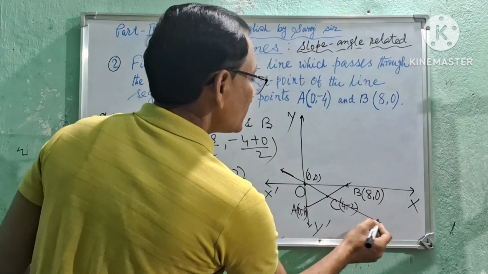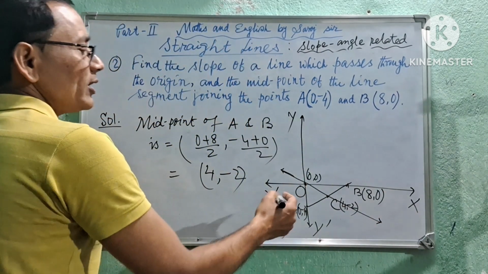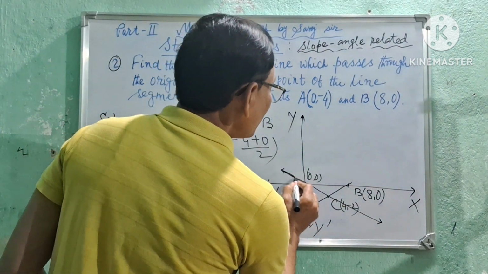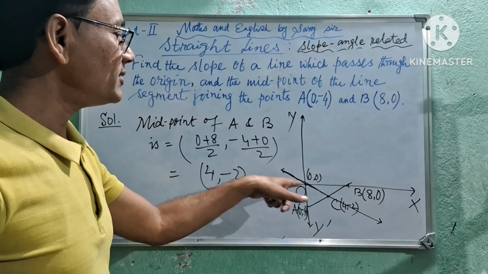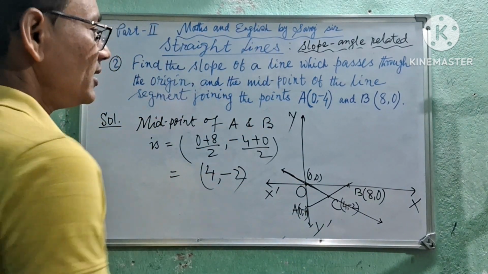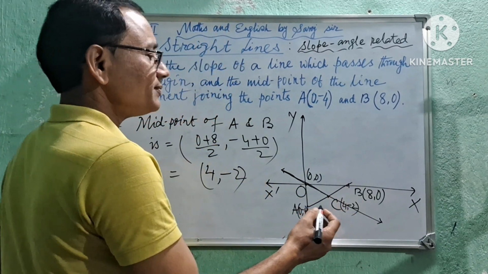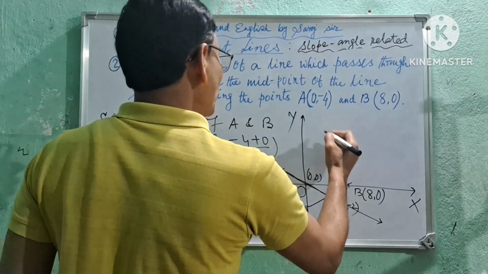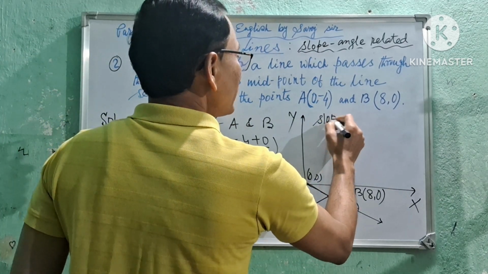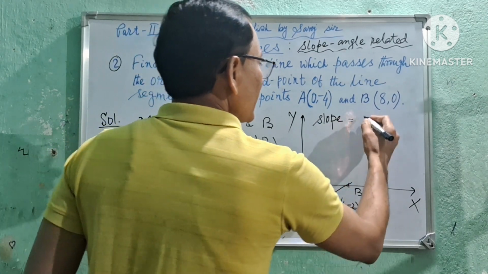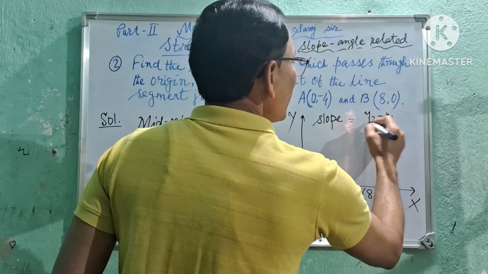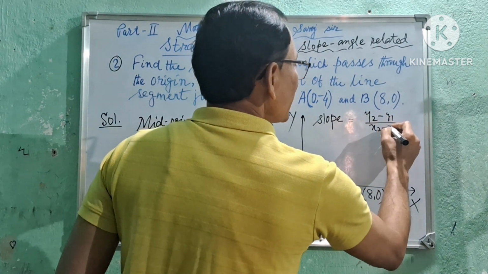This line. We have to find the slope of this line, OC. We know the formula of finding slope. Slope is equal to y2 minus y1 divided by x2 minus x1.